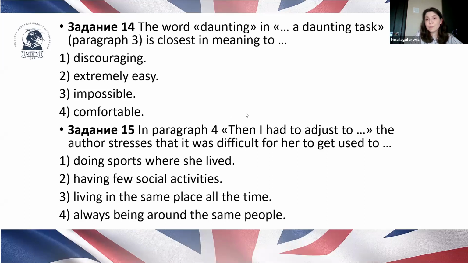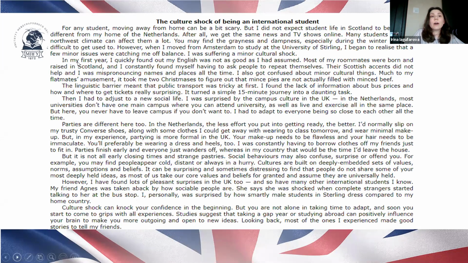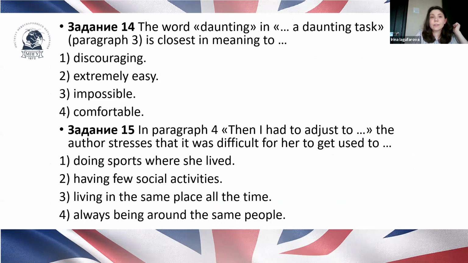In the 4th paragraph, "and then I had to adjust to..." and so on. So we'll go back to the text and see this sentence. The author stresses that it was difficult for her to get used to. So let's read this paragraph, and then we will look through the variants. Just a second. So the 4th paragraph, 1, 2, 3, 4, this one. "Then I had to adjust to new social life." Could you please reread this paragraph? So, let's go back to the variants. Then I had to adjust to doing sports where she lived.